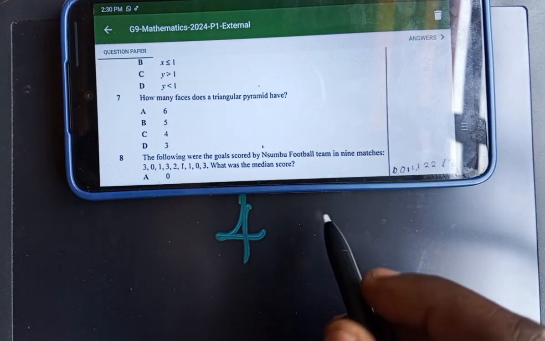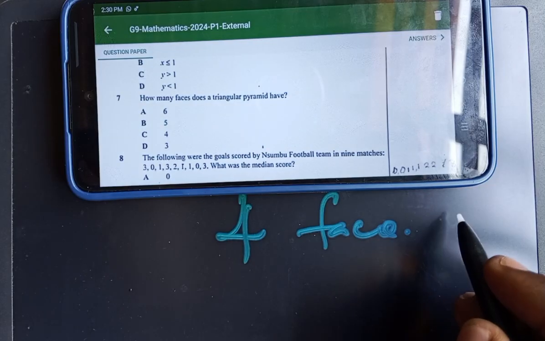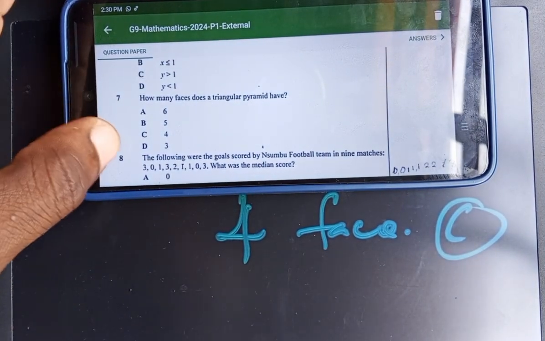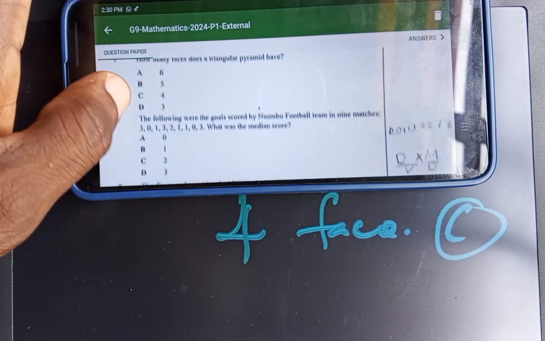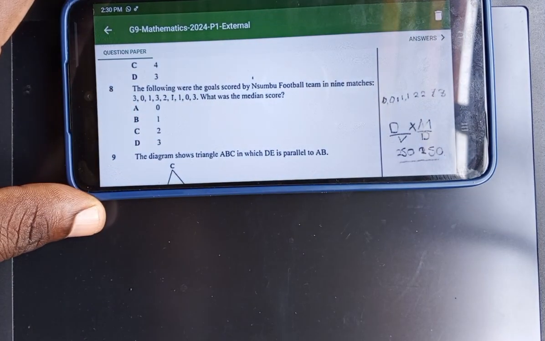4 faces. The 3 faces facing up, including the base, make together 4. So the answer there is C. Let's move on. So for number 7, the answer is C, 4 faces. Let's move to the next question, number 8.